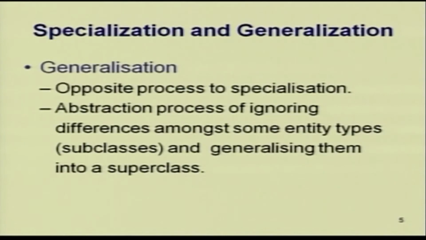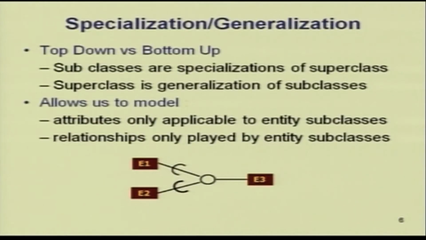On the other hand, generalization is the process opposite to that of specialization, and it is an abstraction process where we are ignoring differences among some of the entity types and subclasses and generalizing them into a superclass. So, these are two opposite processes. You can also look at specialization and generalization as top down and bottom up. It depends on your application. Some applications you will be bothered only about the superclasses. Some applications which are specific, you may want to go down to the subclass.